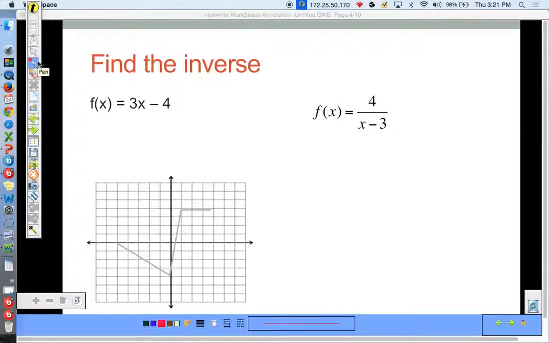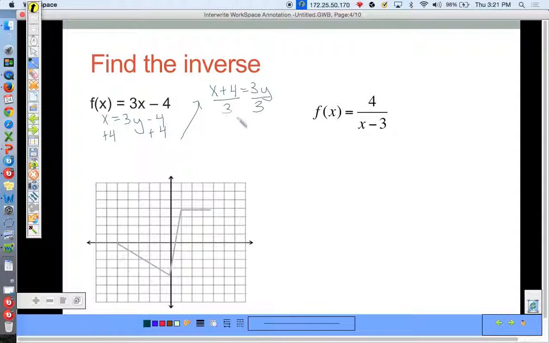We've also talked about inverses. And you guys remember inverse, we reverse our x and y. So this becomes x equals 3y minus 4. And well, this is a nice one to solve. Add 4. So we have x plus 4 equals 3y. Divide by 3. So we have (x plus 4) over 3 equals our inverse there.